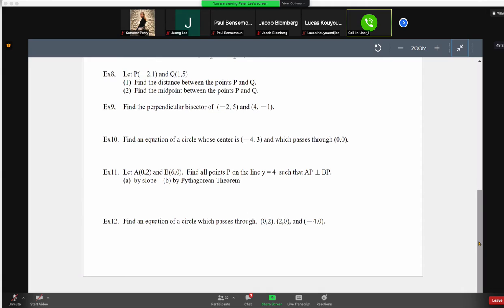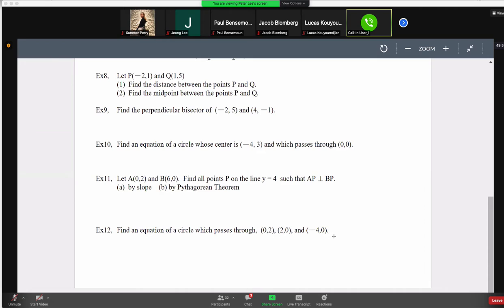So first, let's try to understand what this problem means. Example 12: find the equation of a circle which passes through the points (0, 2), (2, 0), and (-4, 0). So let me explain that. The first step is to understand what the problem is. That is always the question.